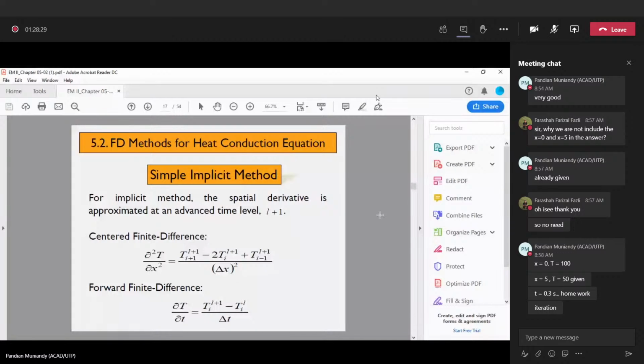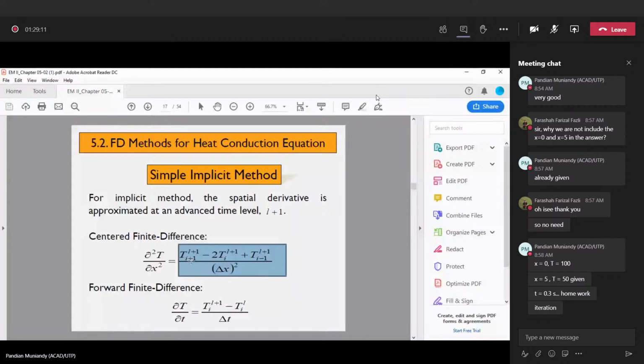So this implicit method is very important. This is the second method, class. We can solve the same problem, which you already did just now with the explicit method. But the formula is different. So for this, your del squared T del x squared is written this way. So this is a slightly different form. So you must have this equation. You no need to memorize. This is just to give you an idea.